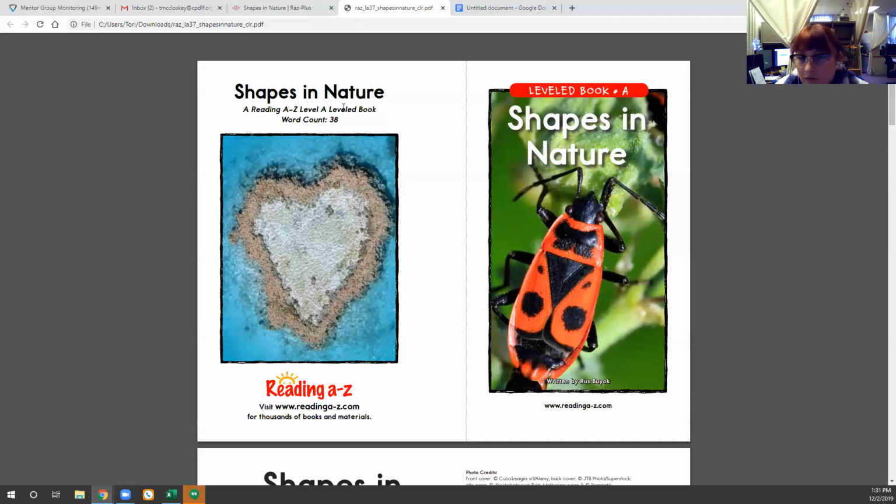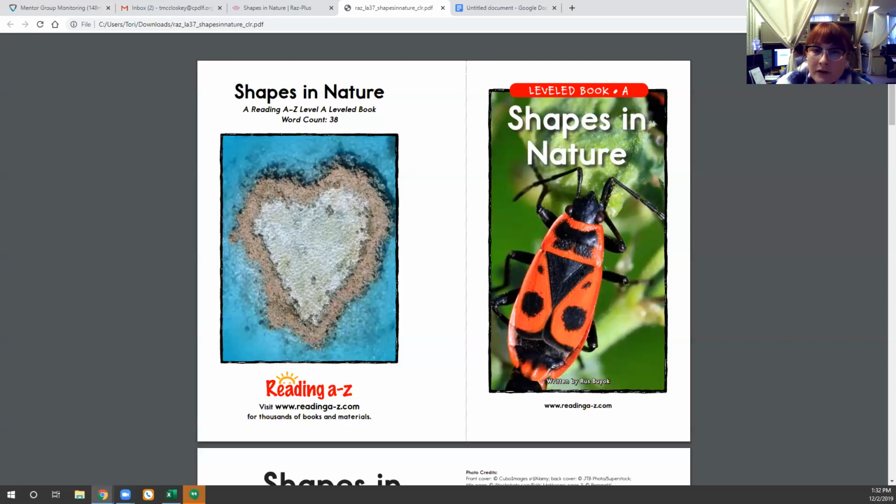All right, so let's read the title again. Shapes in Nature. I want you to think about one shape you have seen outside, and I want you to draw that on another piece of paper. So visualize that shape that you saw outside and draw it. Perfect. So, go ahead. So as you read, I want you to use this reading strategy and any other reading strategies to help you with this.